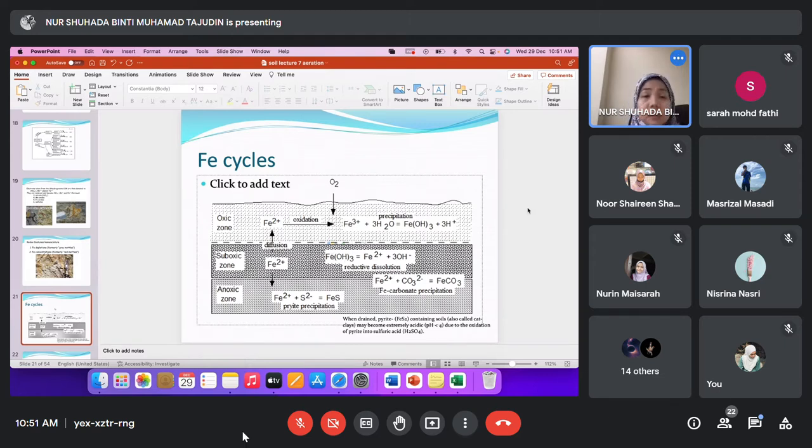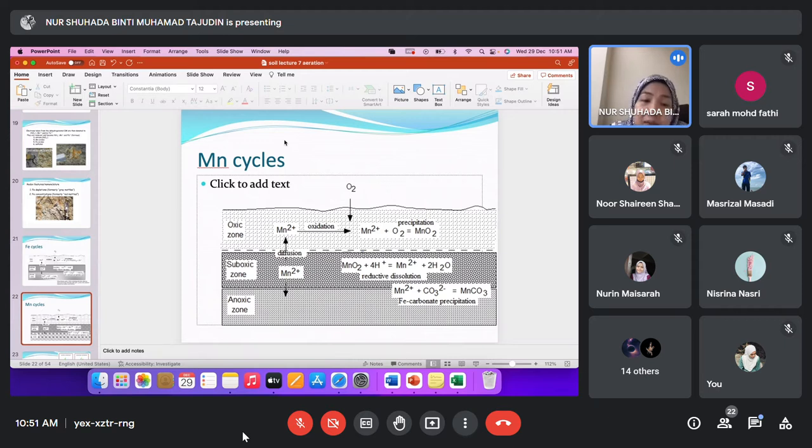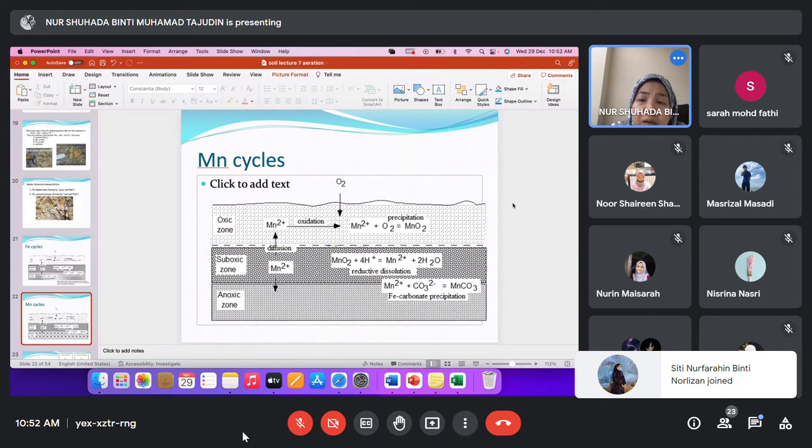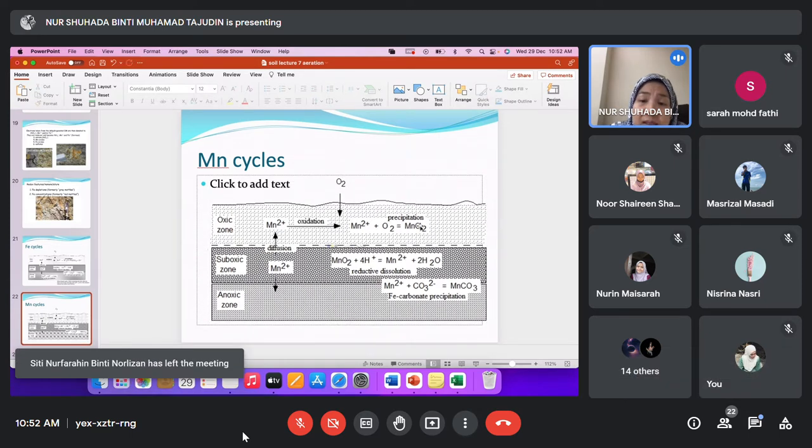Okay, so this is the manganese cycle, sama juga dia boleh jadi Mn2+, and also in the conditions of MnO2. Tapi this is not very problematic because it doesn't produce much H+, eh. Tapi kalau Fe tadi, yes.